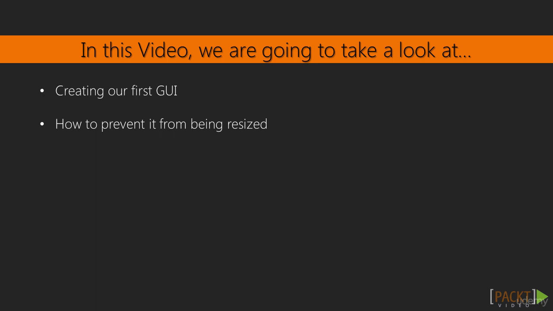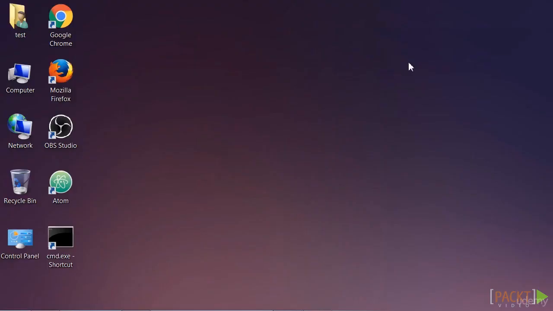In this video, we're going to create our first GUI. Then, we'll prevent it from being resized. Python is a very powerful programming language. It ships with a built-in Tkinter module. In only a few lines of code, 4 to be precise, we can build our first Python GUI.